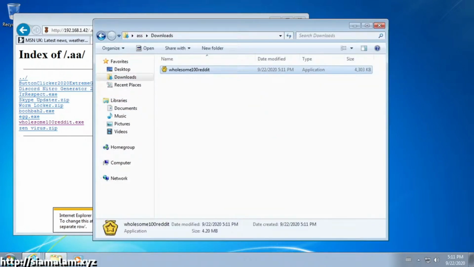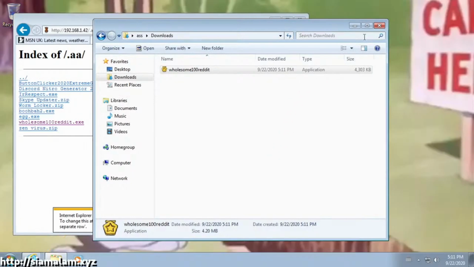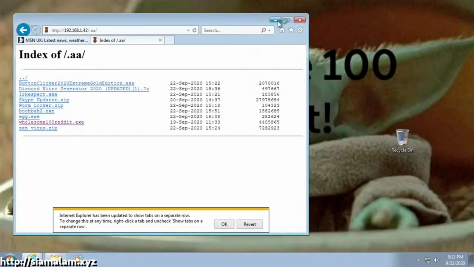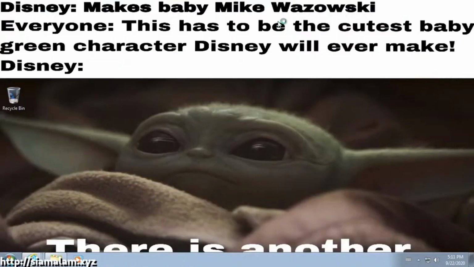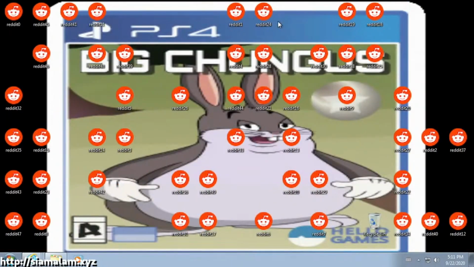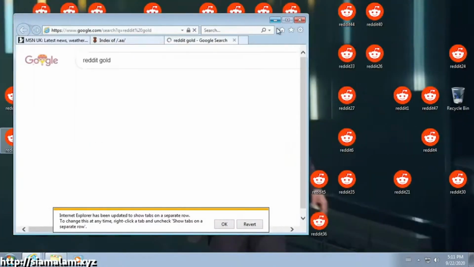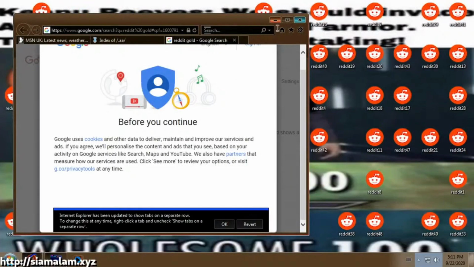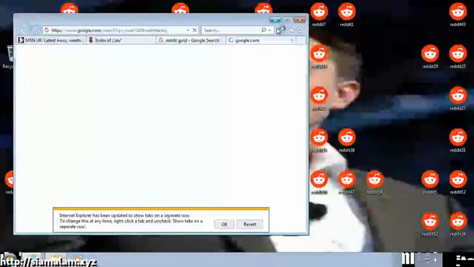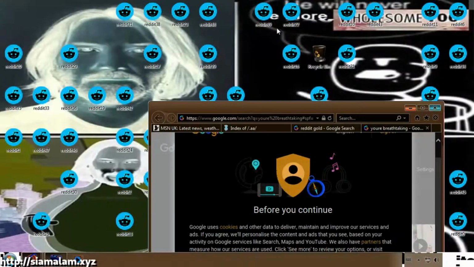Yeah. We're doing it straight. And as you see, it changed it to Fat Bugs Bunny and Wholesome BBO. Yay, big. And I see Reddit on the desktop. Wholesome 100 Reddit memes. Reddit gold. Oh, it's saying big Minecraft gold, Fortnite bad.